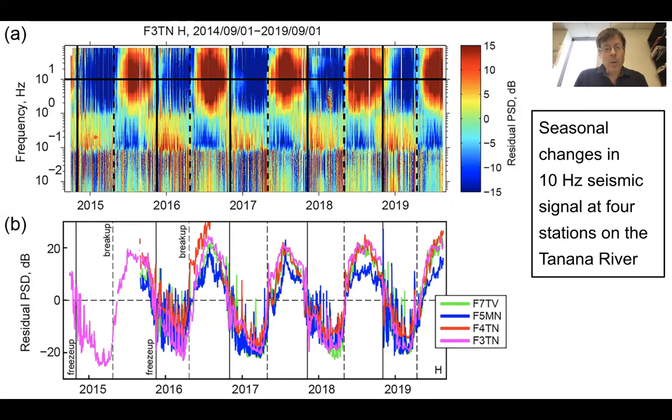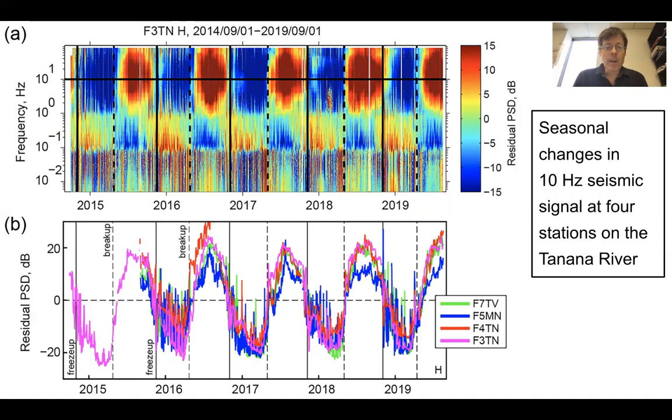This back and forth red, blue pattern that's sort of out of phase with this higher frequency signal is the overall ocean generated signal that every station in the world sees. This is not as interesting to us here. So you see higher frequency on the y-axis here, and we're looking at a line across 10 hertz. So there are seasonal changes in 10 hertz seismic signal at this station and 4 others, all of the ones that were on the river.